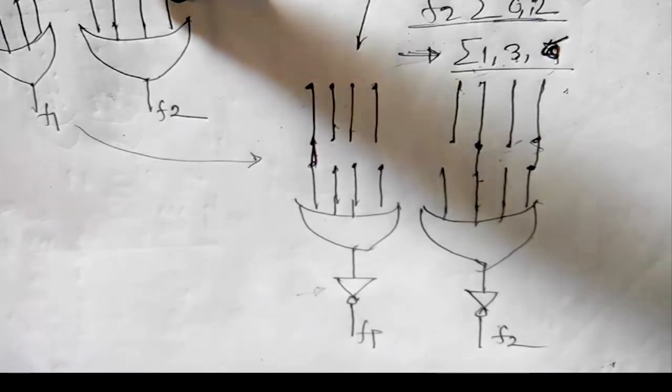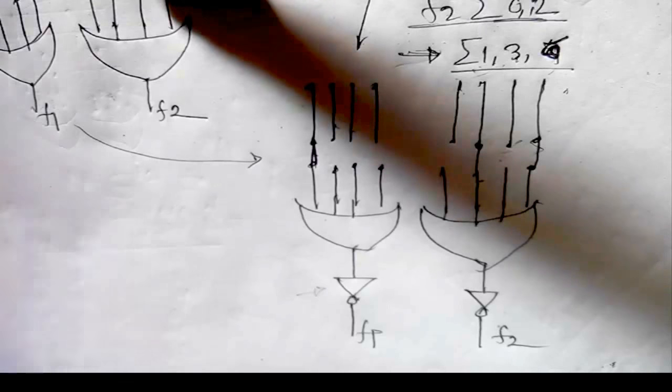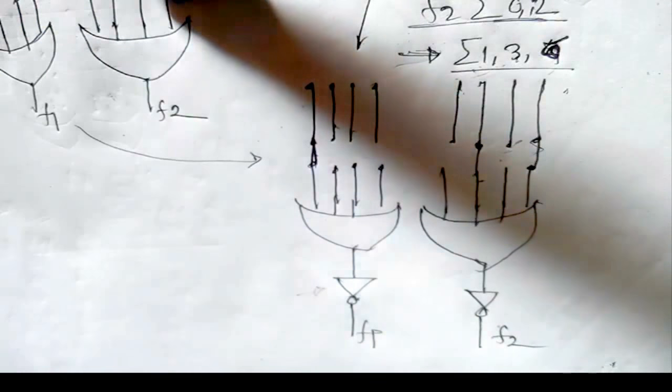In the next tutorial we will see a combinational circuit using ROM which accepts a 3-bit number.